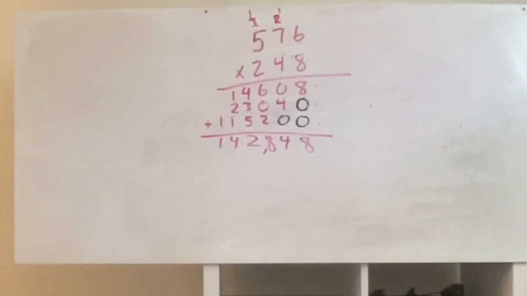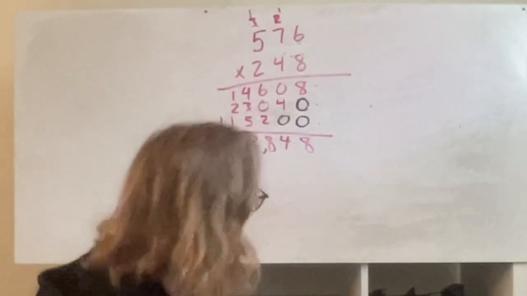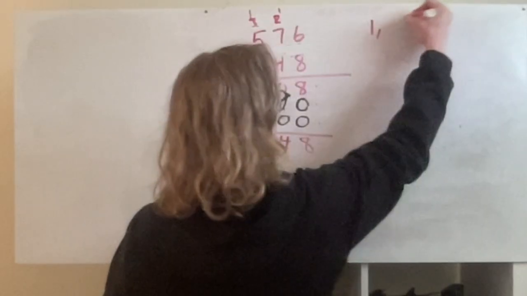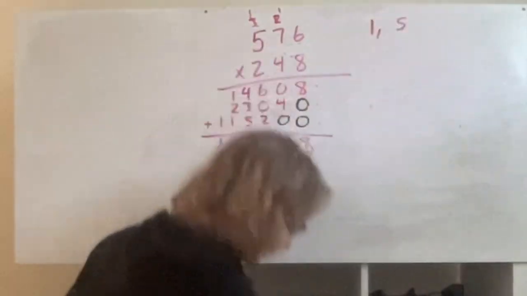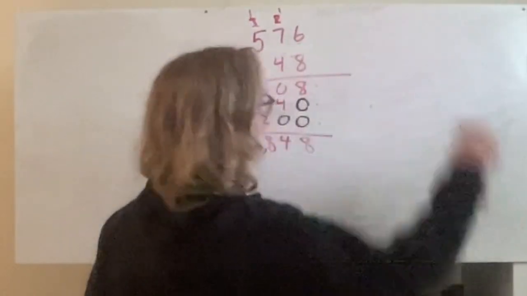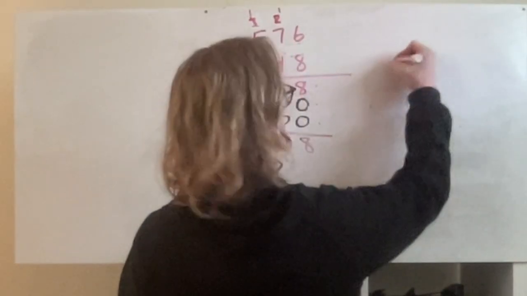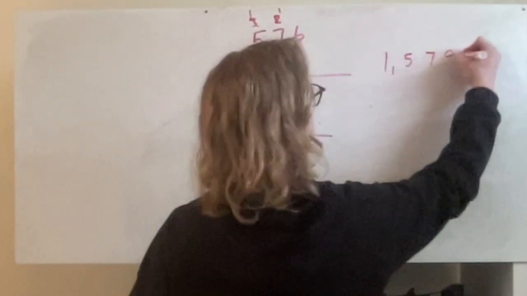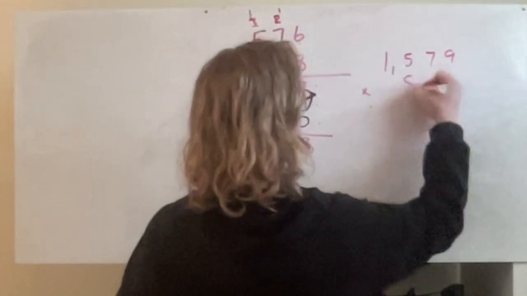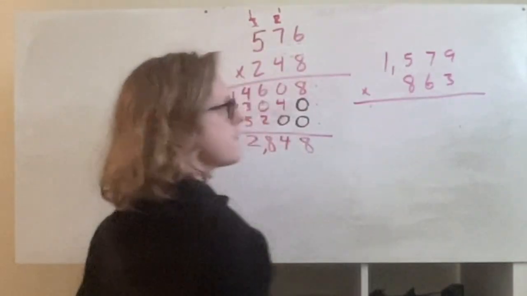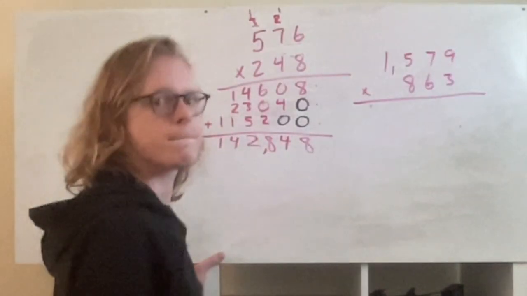Really big number. Okay, let's take a look at one more example before we wrap up. 1,500. And you know what? I'll write it a little further down so I don't have to erase my numbers. I can show you how we might just cross them off. 1,579 times 863. Okay.